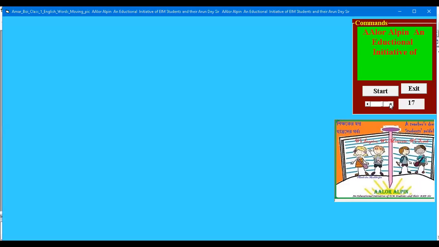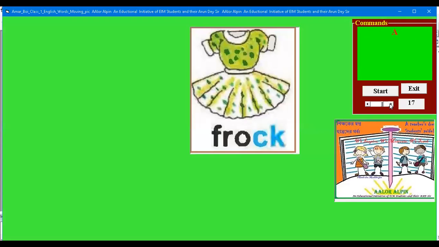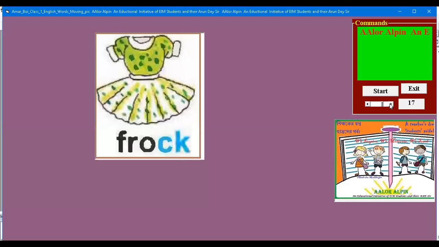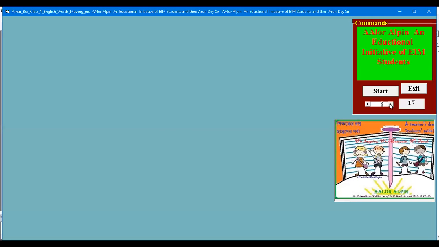My sister wears a frock. This frock is nice. My sister wears a frock. Dekho, my sister wears a frock. My frock is nice.